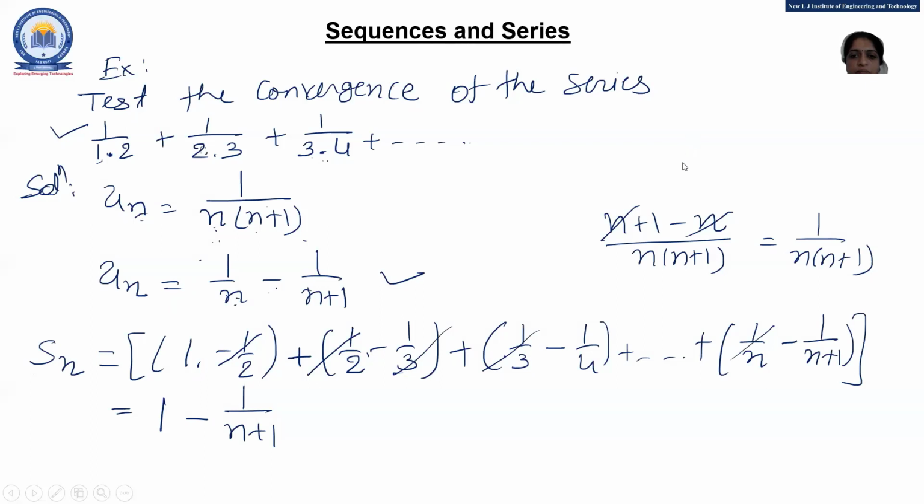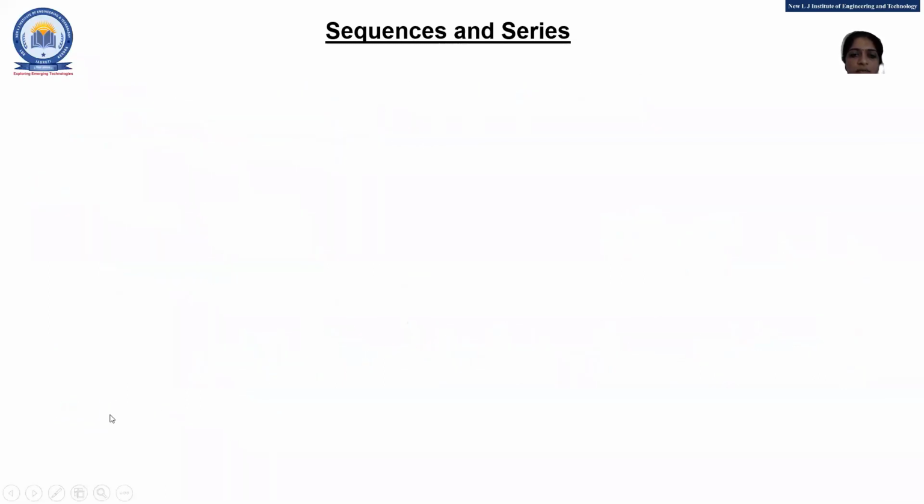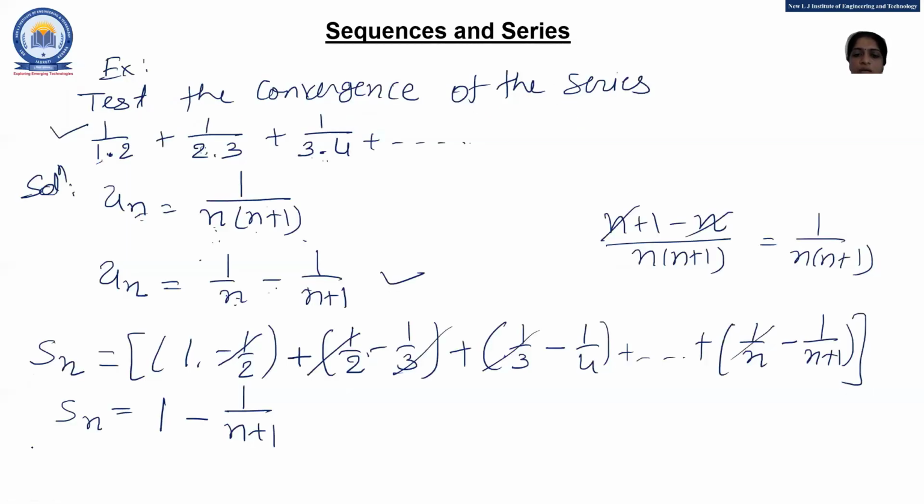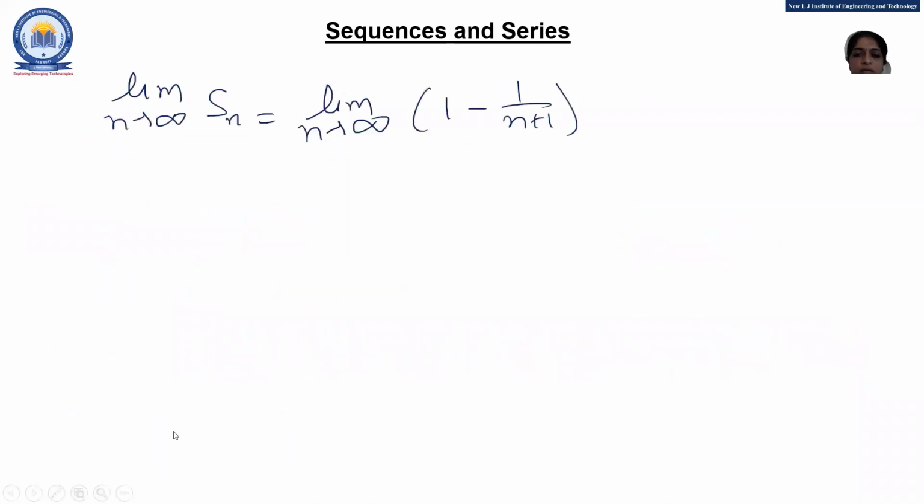Understand, Devanshi? Devanshi now got it? Okay, right. Now, see students, this is our Sn. Now we are going to check the limit of Sn, that is limit n tends to infinity, Sn is equal to limit n tends to infinity, 1 minus 1 upon n plus 1. We are applying limit n tends to infinity on both sides, right? So after applying the limit, our answer is 1 minus 0, that is 1.